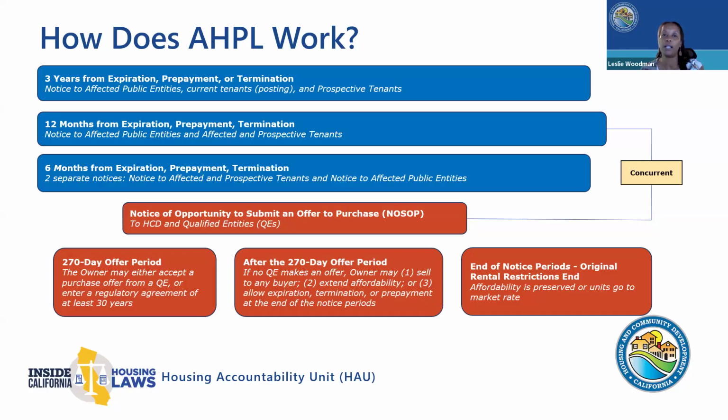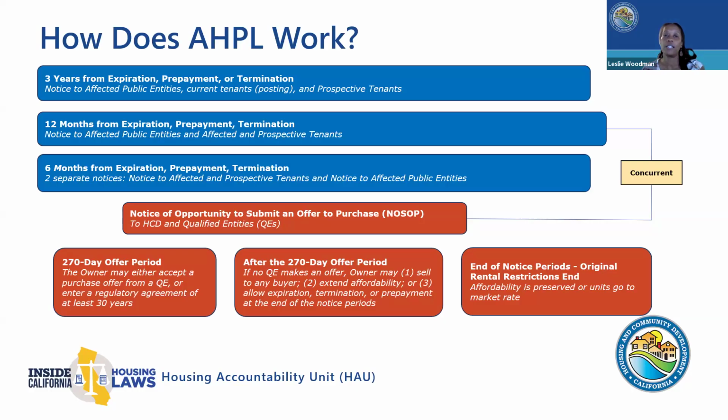So besides the NOSOP, there are 3 types of notices of intent which are issued to affected and prospective tenants, affected public entities such as local housing authorities, city mayor or county board of supervisors, and HCD. And a summary of those notices are highlighted at the top of the slide. The 3-year notice is issued 3 years prior to the expiration of rental restrictions, prepayment of a mortgage, or scheduled termination of a subsidy contract.